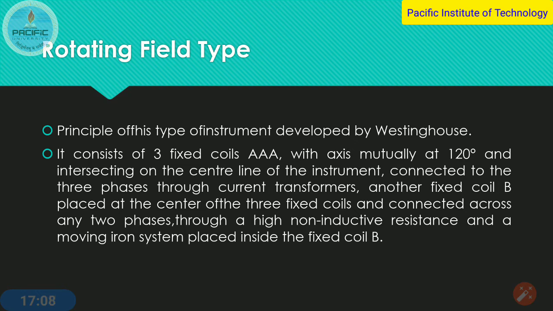Now the principle of this type of instrument was developed by Westinghouse, right? In the rotating field type of instrument, it consists of three fixed coils, triple A, with their axes mutually at 120 degrees and intersecting on the center line of the instrument, connected to the three phase supply through current transformers. So in this instrument, there are three fixed coils at 120 degrees, and all three coils are fed from the three current transformers. Now another fixed coil, coil B, is placed at the center of the three fixed coils and is connected across any two phases, either R and Y, Y and B, or B and R, and this is connected with a highly non-inductive resistance. And the moving iron system is placed inside the fixed coil B.